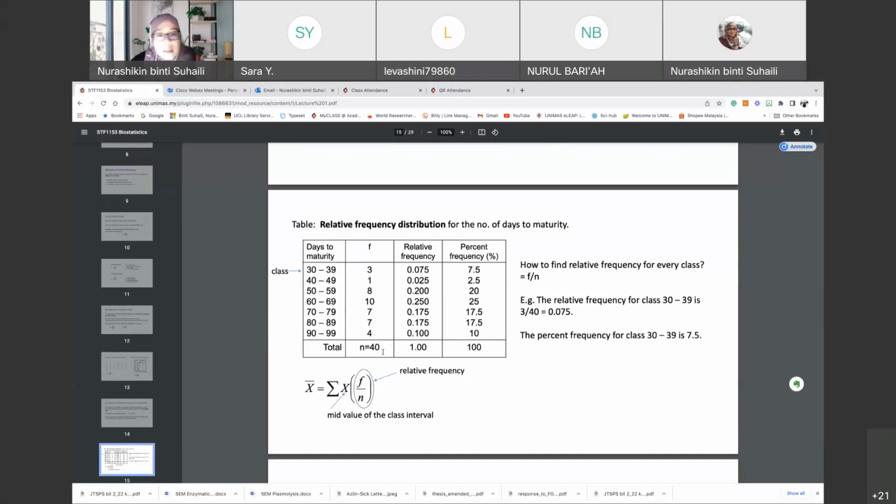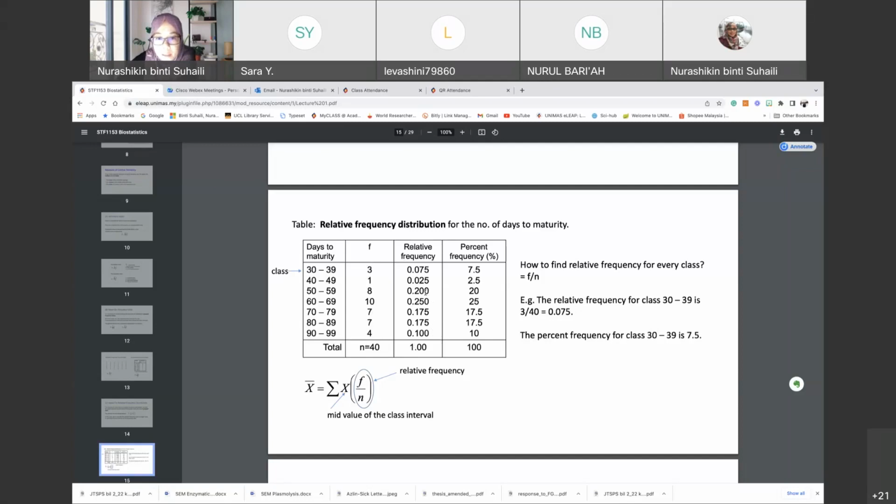And then the relative frequency is when you divide the value of the frequency for every class by the n. For example, 3 divided by 40, you get 0.075. And the same thing goes for the rest. Okay, so that's how you get relative frequency.